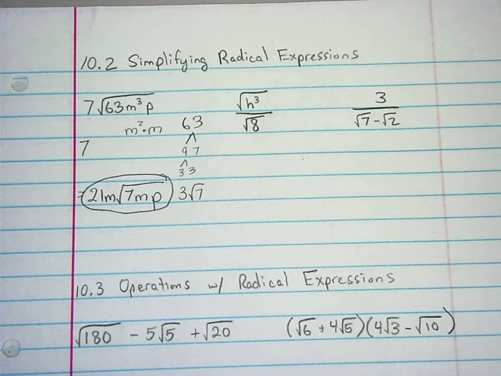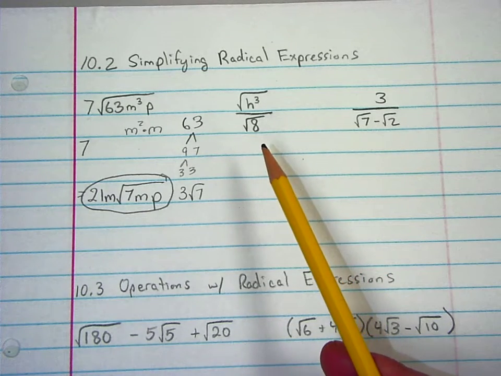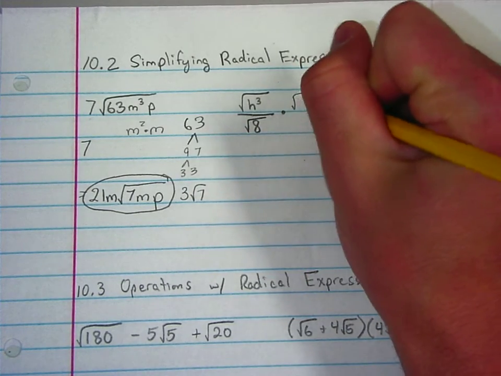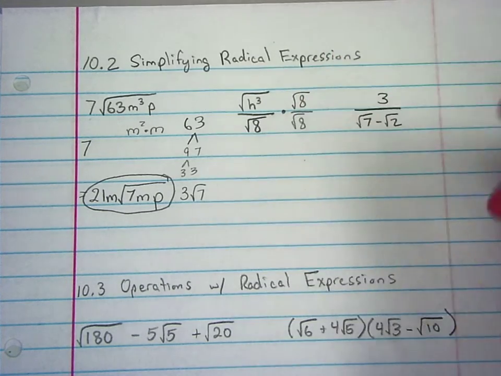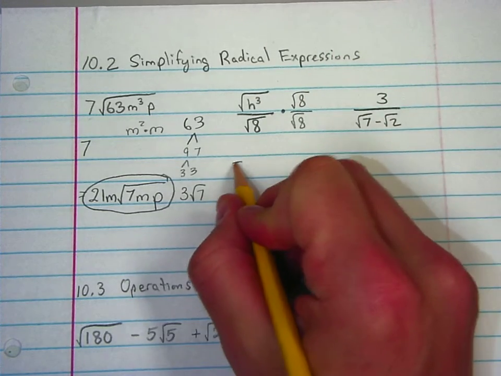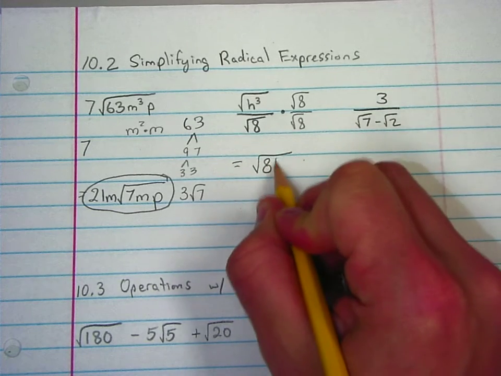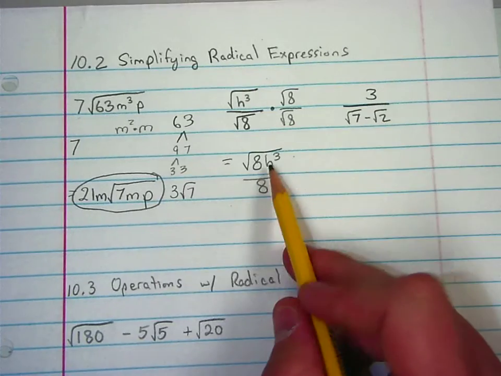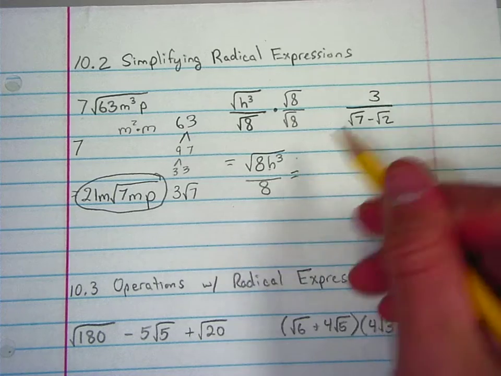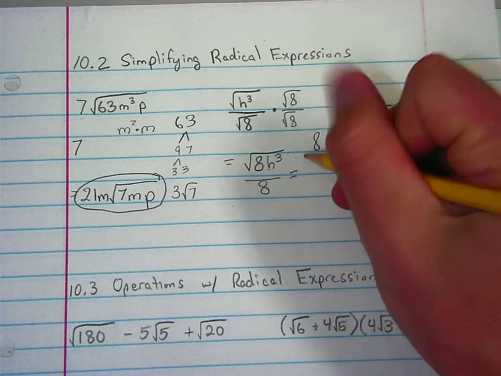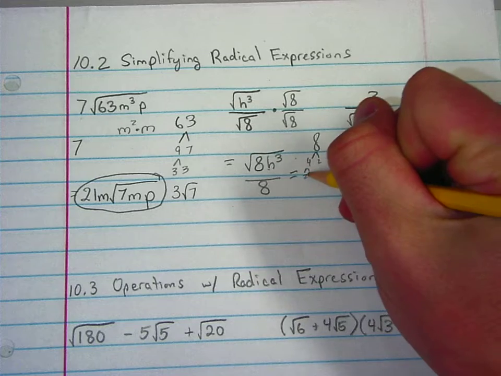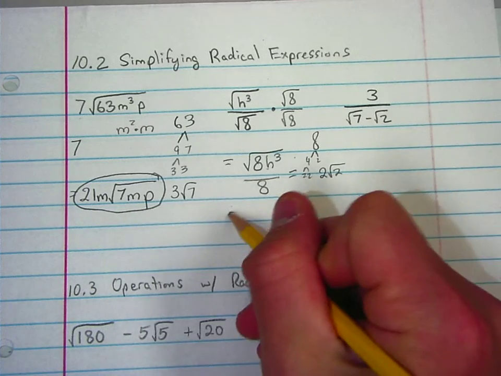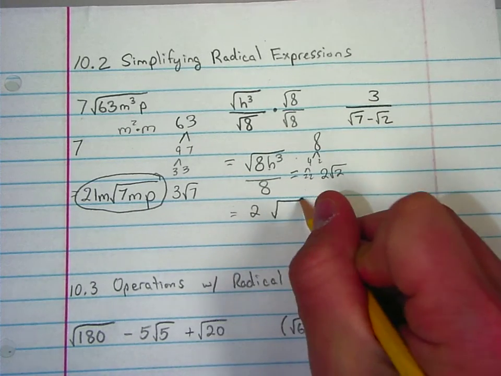Alright, and then this next problem, we have to rationalize because you can't have a square root in the denominator. So we want to multiply top and bottom by square root of 8 over square root of 8. And then on top, we get the square root of 8h cubed over 8. Now, this radical can be simplified. When you break down 8, it comes to 4 and 2, 2 and 2. So it ends up being 2 times the square root of 2.